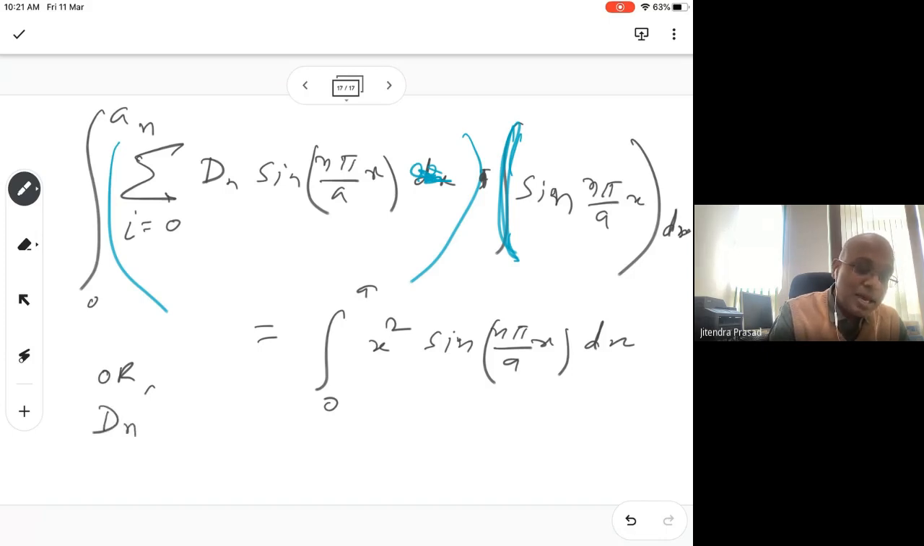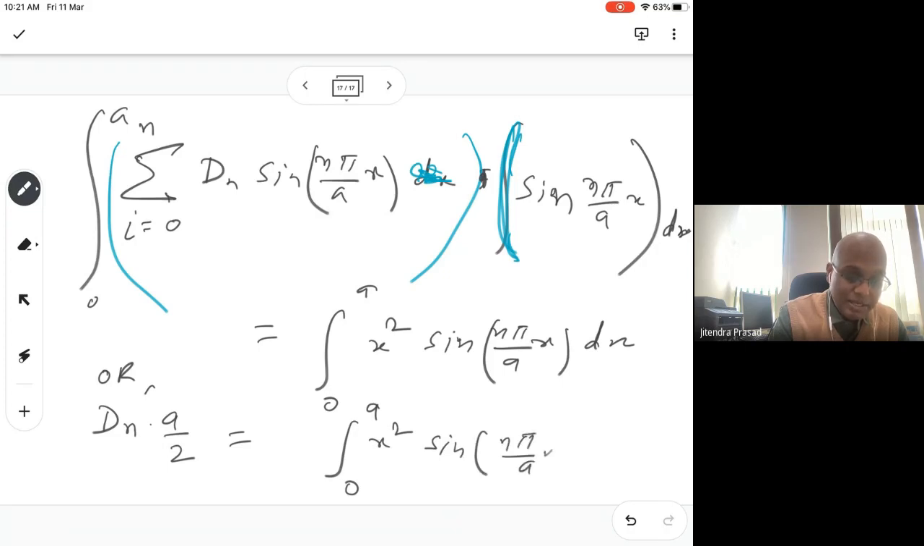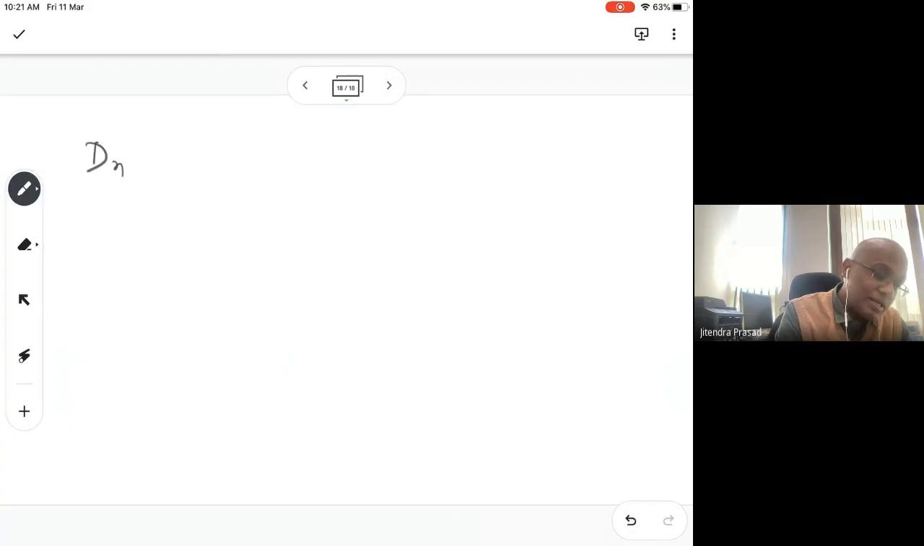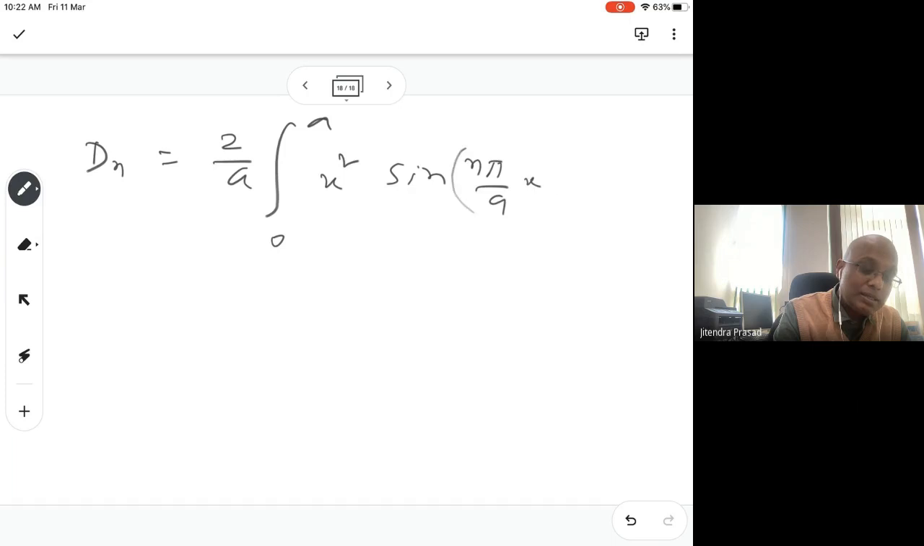So Dn multiplied by a over 2 will be equal to the integral from 0 to a of x square sine n pi over a x dx, or simply Dn is equal to 2 over a, integral from 0 to a, x square sine n pi over a x dx. So this will give you all the coefficients, basically.